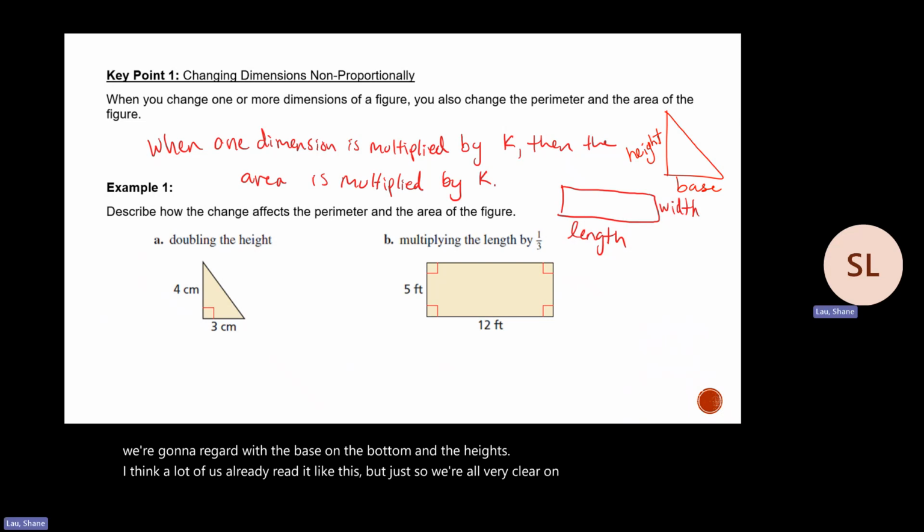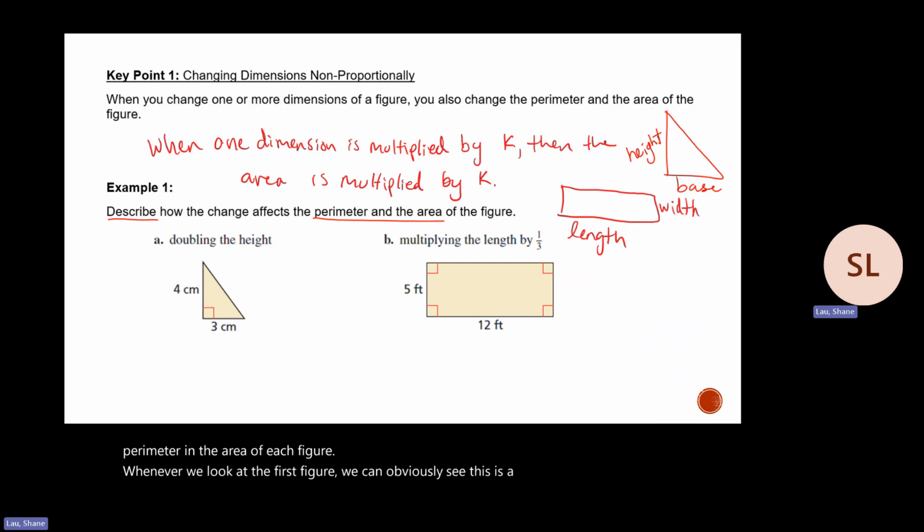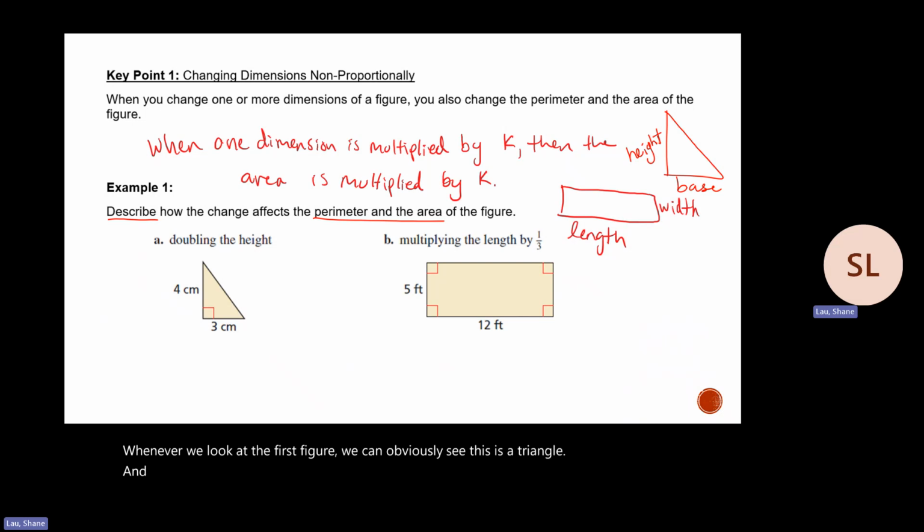So we're going to do this in a couple of ways. What we're trying to do here first is describe the change that happens with the perimeter and the area of each figure. Whenever we look at the first figure, we can obviously see this is a triangle, and anything with perimeter is just adding all the edges on the side. So we're going to start with perimeter.